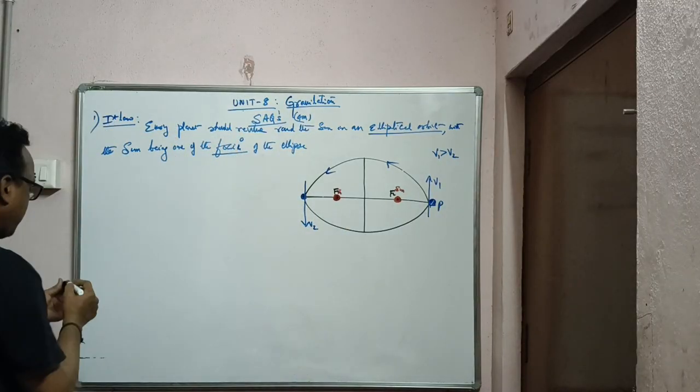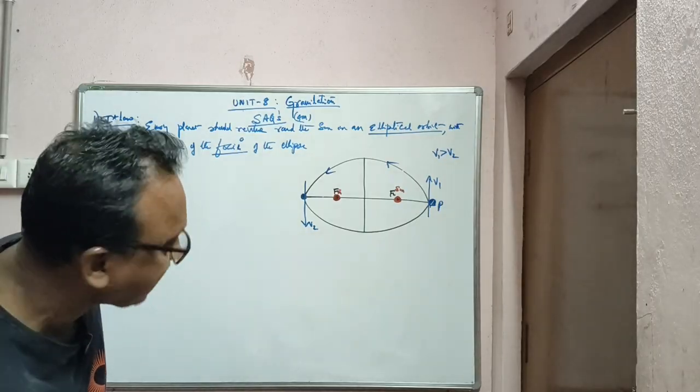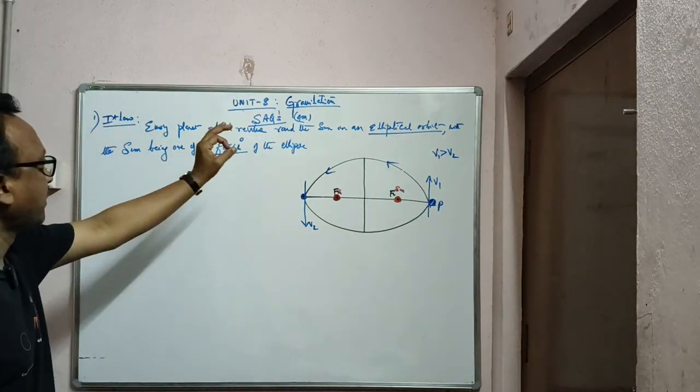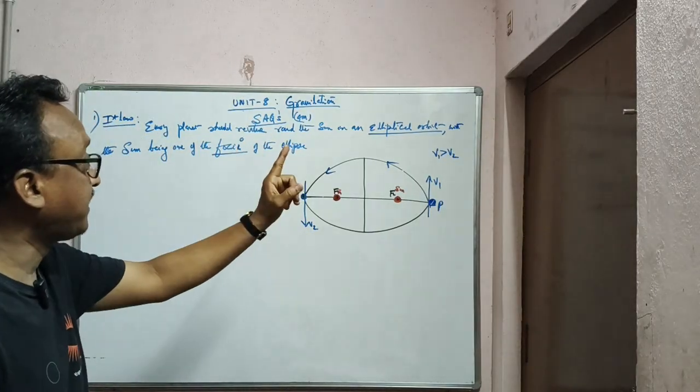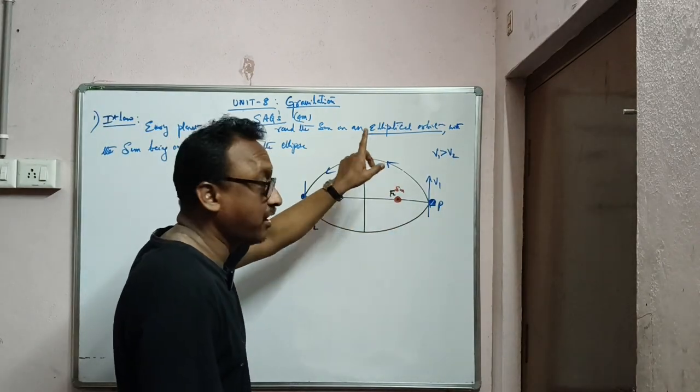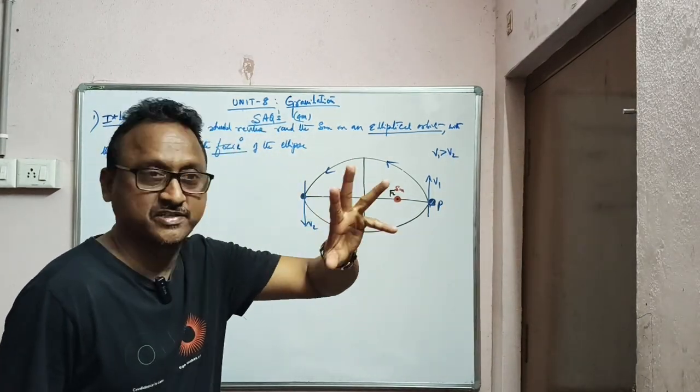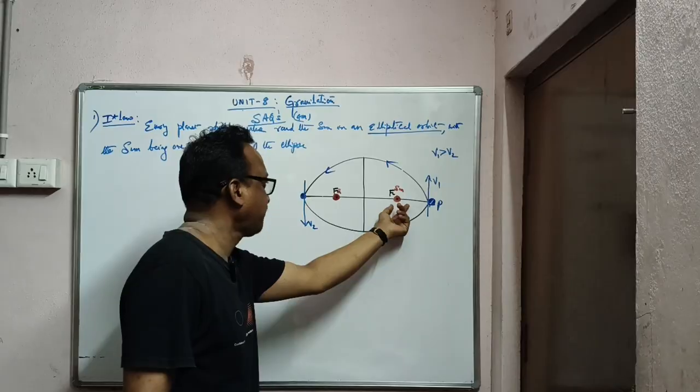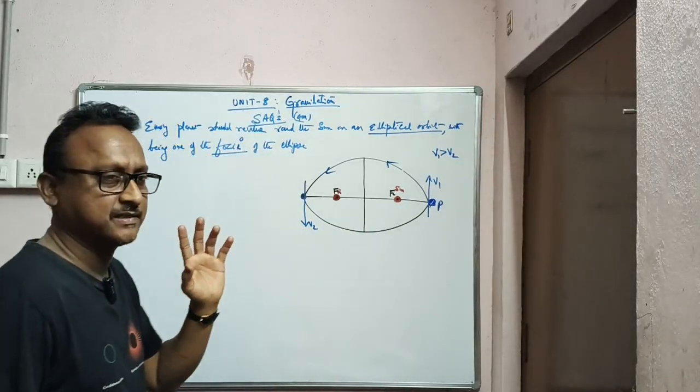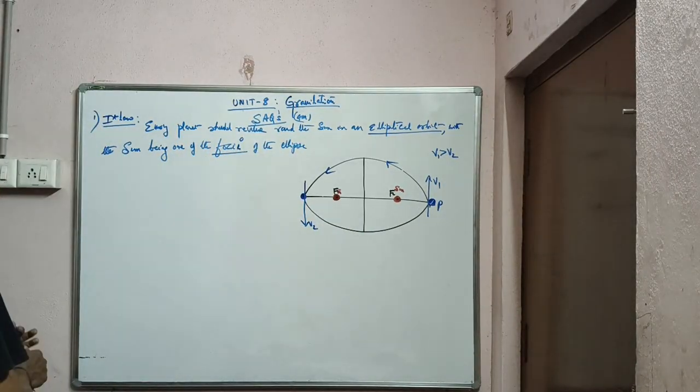So each planet should revolve around the sun in an ellipse. The sun is stationary, so the sun should be at either one of the foci while the planet revolves. So that is the first one.